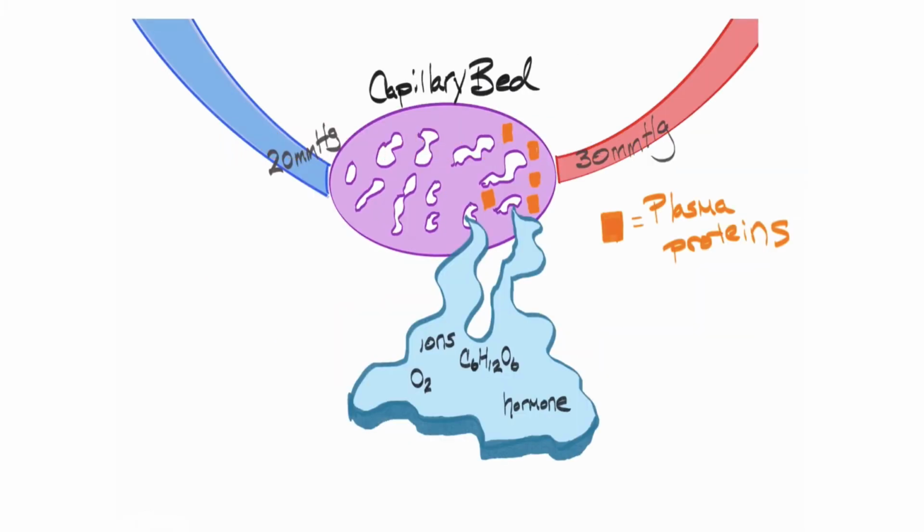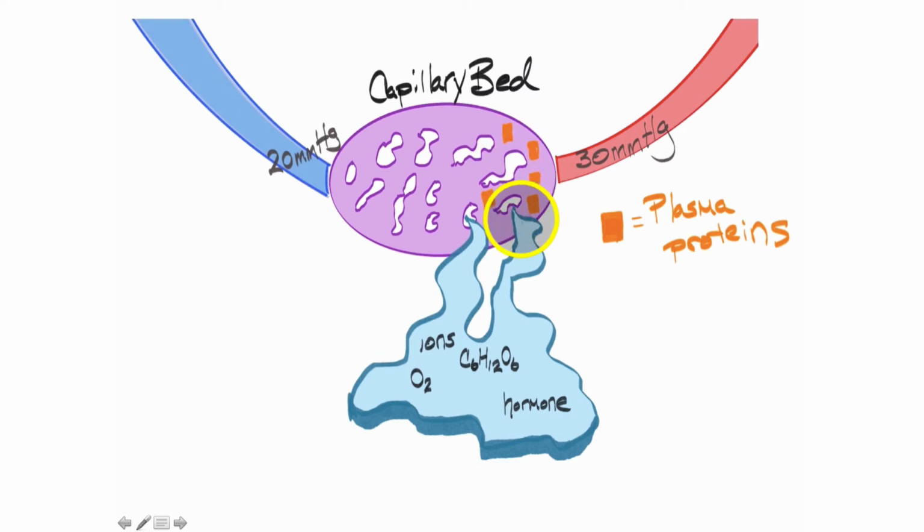So this is an example of bulk flow. Fluid is leaving, and a number of the constituents of the blood plasma that are needed by the tissues and the cells. The force that is pushing this fluid out is the hydraulic pressure, or the blood pressure, coming down the arterial end. Now what we see in orange here are plasma proteins.